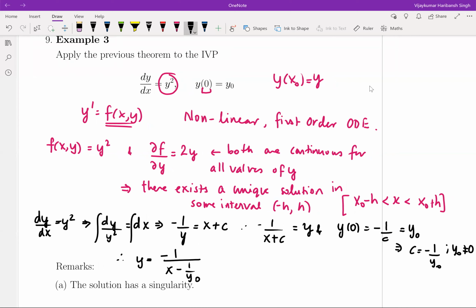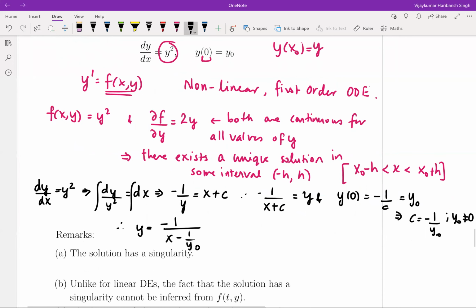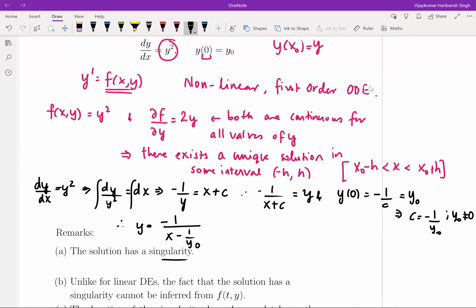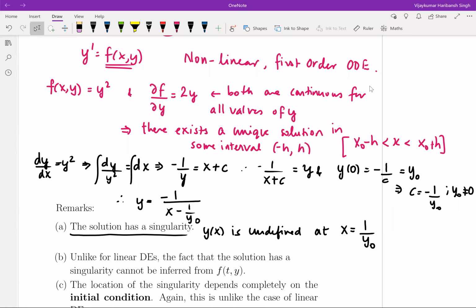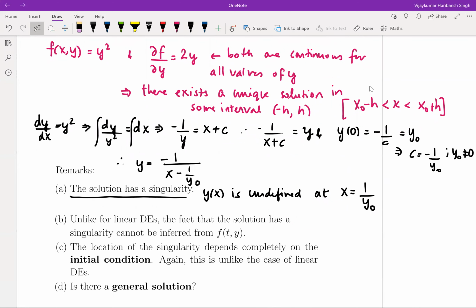Okay. So now you see this solution has a singularity. Why does it have a singularity? Because y of x is undefined when y0 is 0, right? So y of x is undefined at x equals 1 over y0, right? Then you're dividing by 0. That doesn't make sense. So therefore, what can we say about the interval of definition?